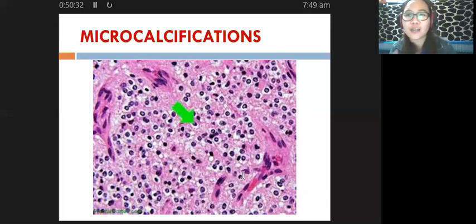Hindi mo alam eh, because they are microcalcifications. So, microcalcifications are only observed during sectioning or examination. And say for example, you detected the presence of microcalcifications during sectioning. Ma'am, how am I going to detect it during sectioning?